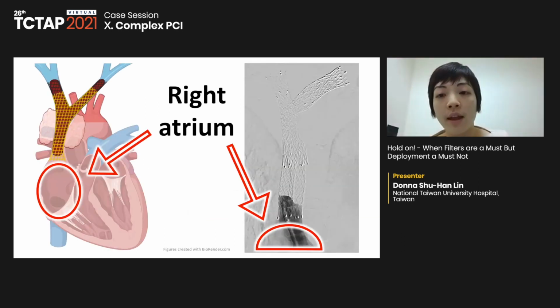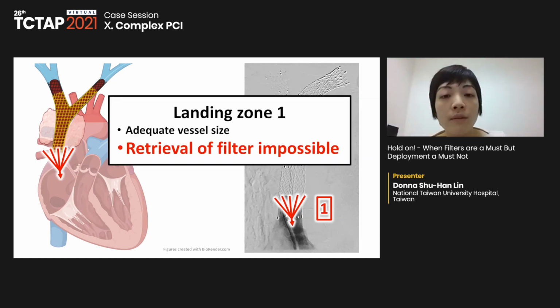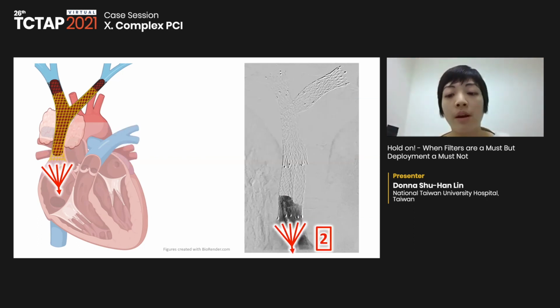So this is a diagram to show what we're facing at this time. You can see that the thrombus almost completely filled up the Luminex stents and was very close to the SVC and RA junction. So we could consider a landing zone here. Let's call it landing zone 1. So the pros of landing zone 1 would be that the vessel size here was adequate for deployment of the SVC filter. But unfortunately, the retrieval of the filter would be impossible at this place because the filter would theoretically entangle with the stents.